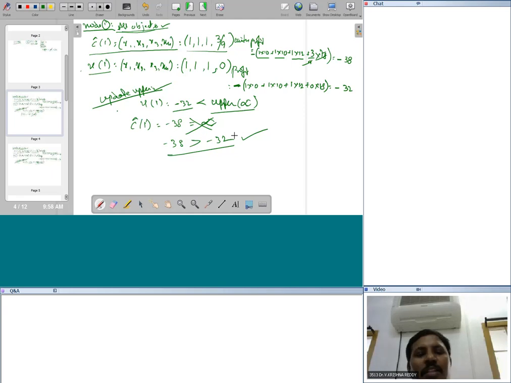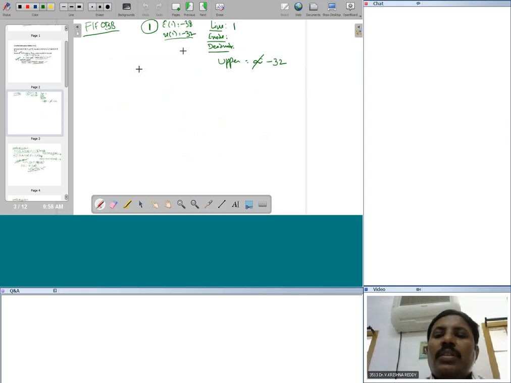Minus 38 is greater than minus 32. Say yes or no? No. Minus 38 is less than minus 32. In the negative, the number value is in the opposite order. In the positive sense, 38 is greater than 32, but in the negative values, in reverse order, minus 38 is less than minus 32. So this condition has also failed. That's why it is not possible to kill node 1. It means it is a live node.